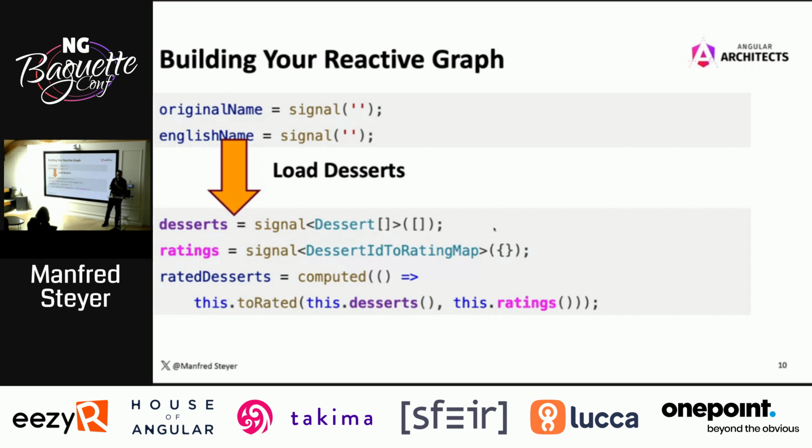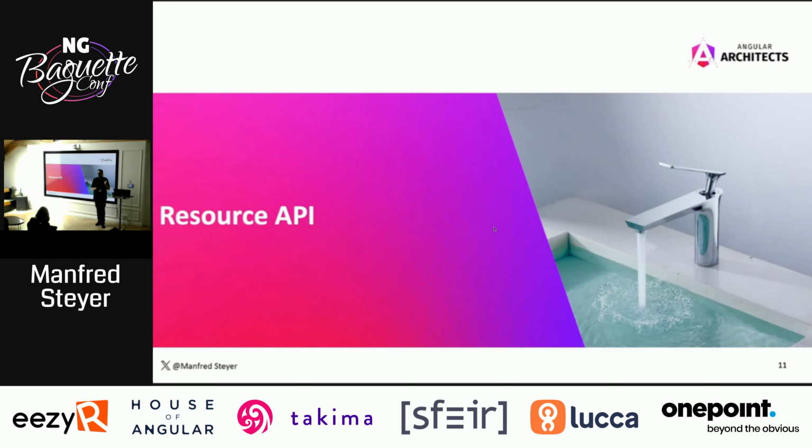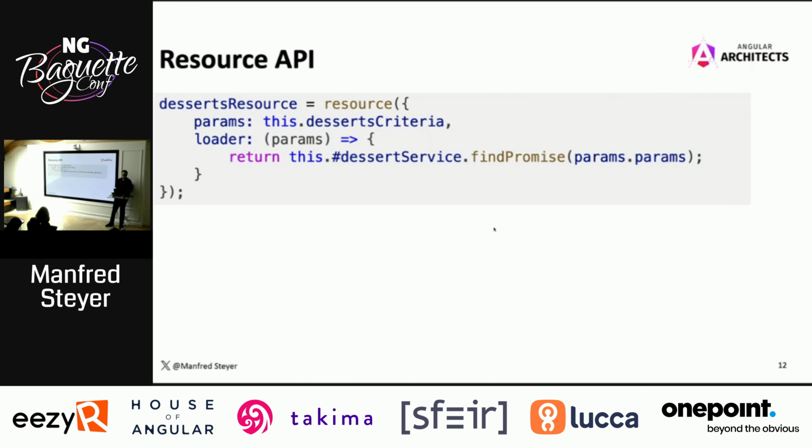And that's why I was really happy that with Angular 19, we got the resource API. The resource API allows us exactly to bridge this gap in the world of signals. So how does this look? Well, in the world of the resource API, you have this low-level construct called the resource. And you see here, it takes parameters. And those parameters are just a signal.